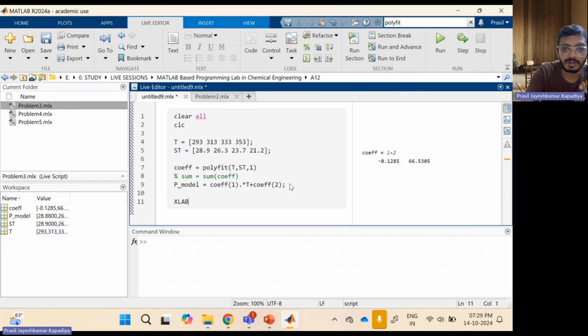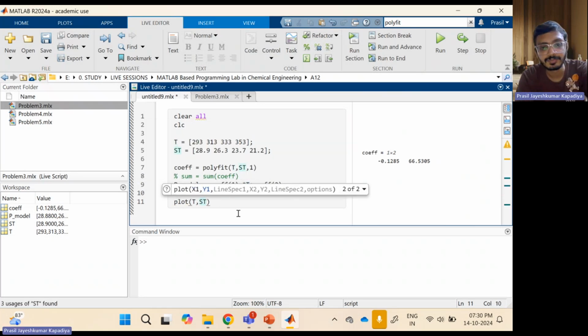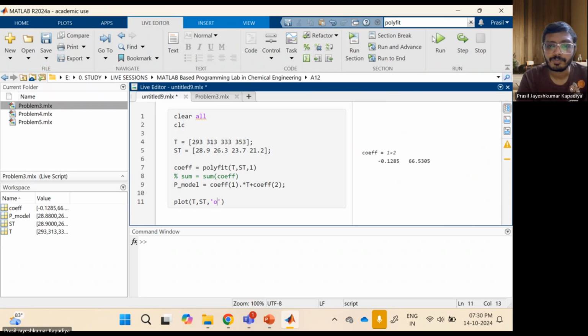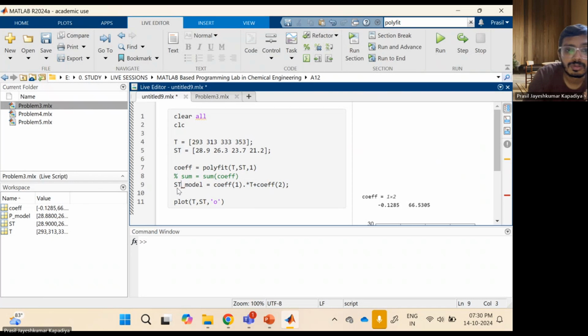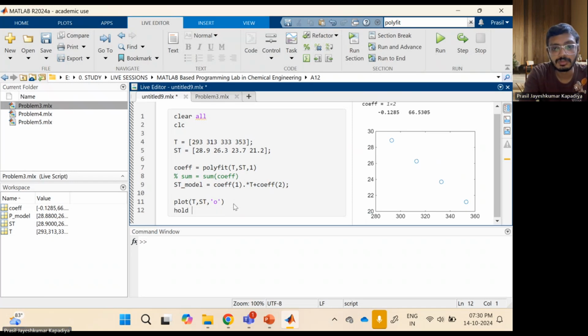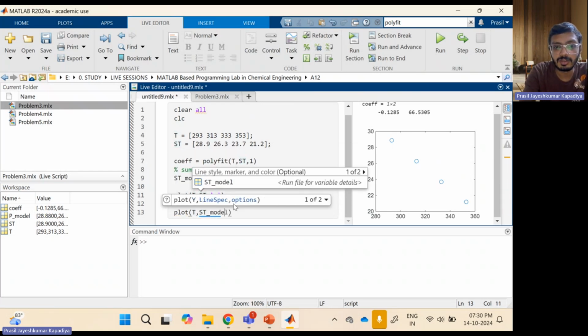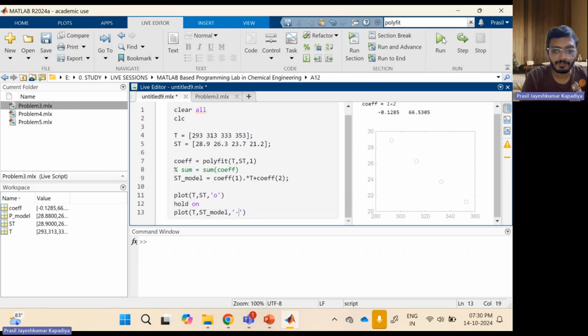Okay, let's first try to plot the data. Plot T, comma, ST, comma. I just want to see points. Let's first see, so see it looks more or less a straight line. Okay, so I will just put one hold on command. I will use plot temperature, comma, ST underscore model with a line on. Let's see if it's fitting well or not. So it is exactly fitting.